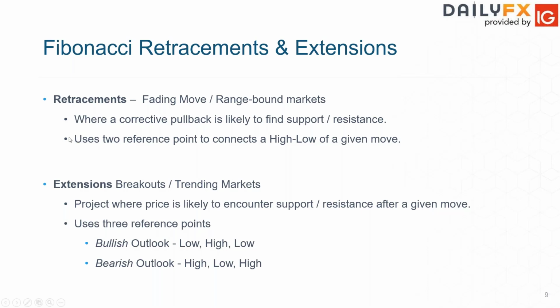The difference is that where here we use just a high and a low, here we use 3 reference points. If you're in a bullish market, you're looking for a low, high, low, and I'll show you examples of these in just a moment. In bearish markets, you're looking for a high, low, high. When you've taken those 3 reference points, it'll give you the projection. So let me show you an example of each.